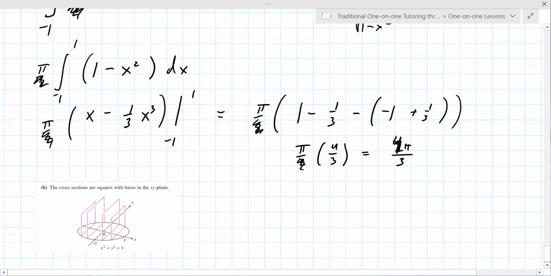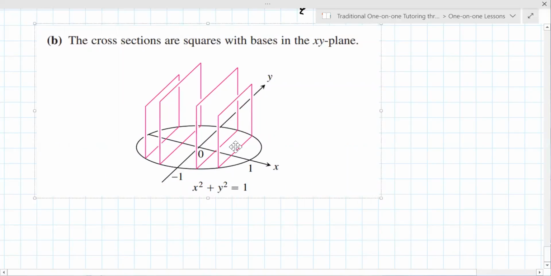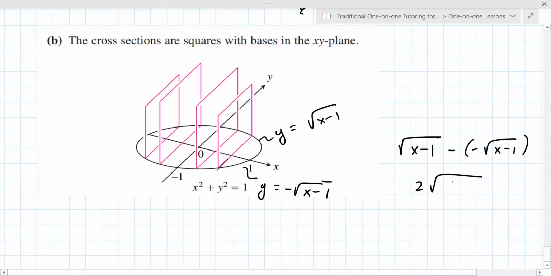So sometimes on exams, they actually ask you to draw the cross sections. And so you've got to show something coming out of the page, which could be a little tough if you're not good at drawing or not able to visualize it. So that top one again is y equals square root x minus 1. The bottom one is y equals minus square root x minus 1. And the distance across is the same as before: square root of x minus 1 minus negative square root of x minus 1. So it's 2 square root x minus 1 is the distance across here.